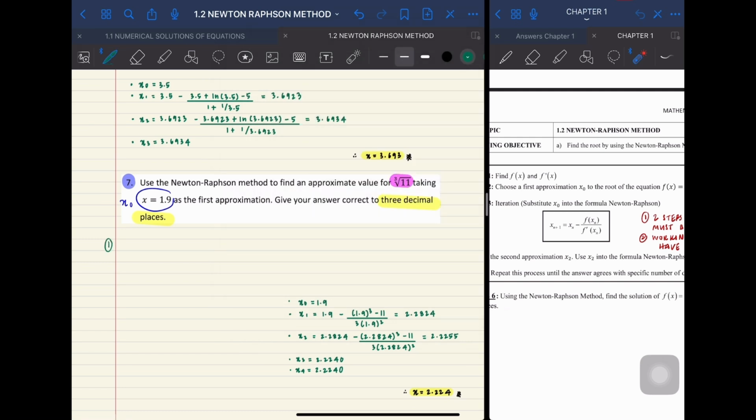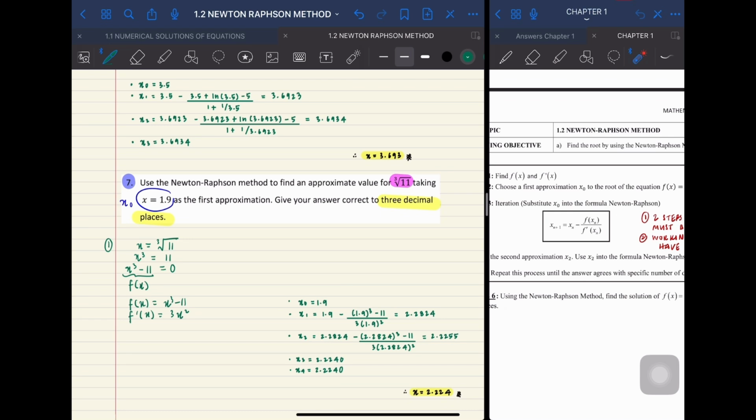Okay, so now we do step by step again. The first one, you need to find your f(x). Since they don't give you the f(x), you need to find it on your own. They give you this value, so this is x actually. So x equal to cube root of 11. Now we rearrange, we cube both sides, so the left hand side becomes x cubed, this one becomes 11. And then we need to find f(x), so we bring everything to the other side, so the right hand side becomes 0. So this is your f(x). So f(x) equal to x cubed minus 11, so differentiate, it becomes 3x squared.